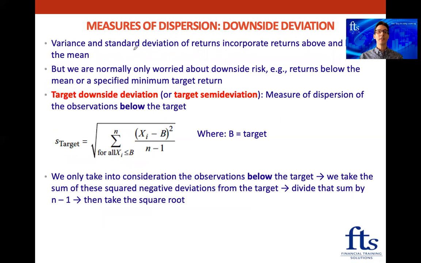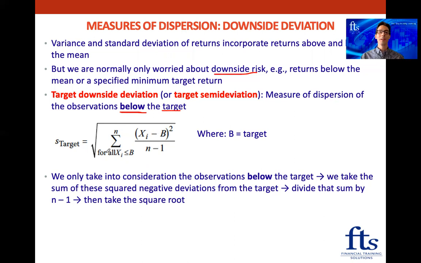The variance and standard deviation that we just did incorporate returns that are above and below the mean. But we normally are only worried about downside risk. That's the important risk. So for example, returns below the mean or some specified minimum target return. This target downside deviation, or some people call it the target semi-deviation, is a measure of dispersion of the observations only below our target, whatever target we set. So we're only looking at dispersions below a certain target.